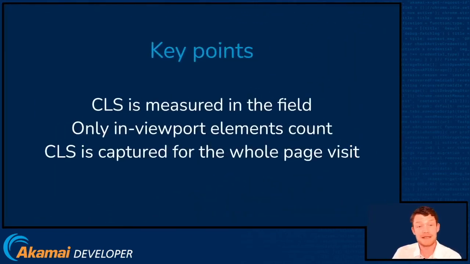So the key points are that CLS is measured in the field, whilst lab tools, such as PageSpeed Insight's lab section, can measure cumulative layout shift. They miss out some really important parts because CLS is only impacted by elements that change the visible viewport, and that changes by user, by device, by scroll position. So capturing it in the field is critical to understand the quality of experience you're delivering. And it's captured for the whole page visit. So if you profile just a single page load, you may be missing something that happens below the fold as users scroll. So it's quite a tricky one to get a full picture of to diagnose.